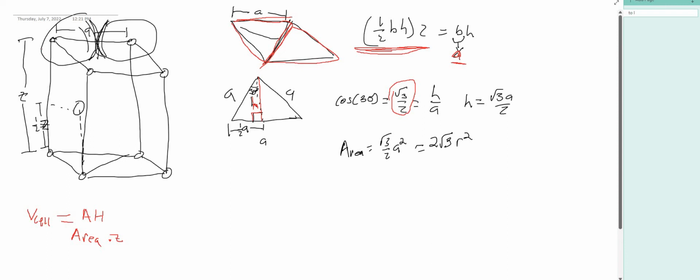Now, if we look over here, these atoms are actually going to touch each other, so we can say that a is going to be equal to 2r, which is where, so we get 2r, we square it, so we're going to have the square root of 3 over 2 times 4r squared. 2 and 4 turn into 2, which is where we get this 2 root 3r squared. And that is how we get the area of the base.